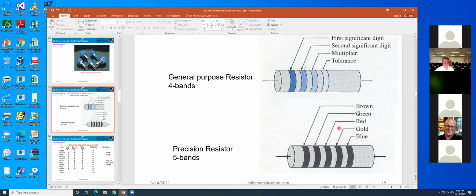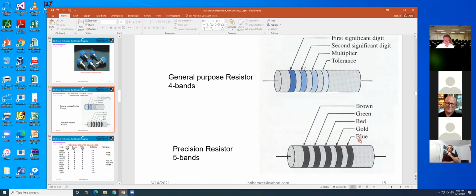Now if you go to the precision resistor, they get five bands. The first one will be the first digit, second digit, third digit, and then you get the multiplier and tolerance. That means when you look at the resistor, you see the color code, you're able to calculate the value of that resistor. Normally the assembler has to learn it. But for technicians, we don't care. Otherwise, we don't need that.